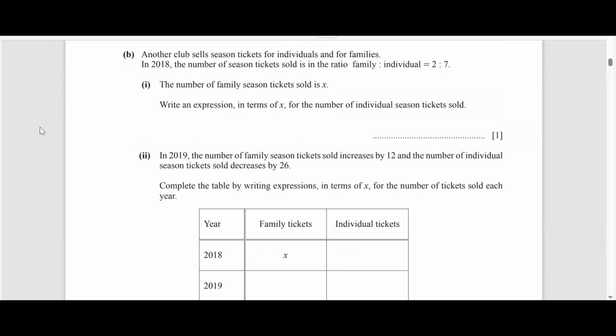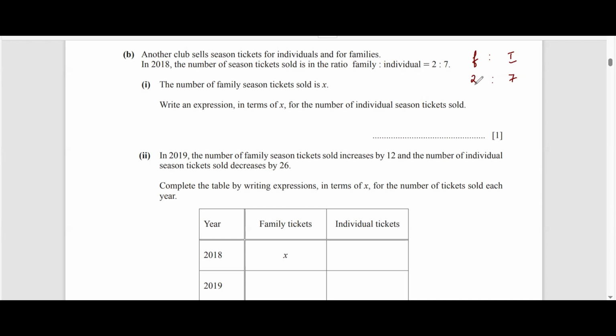Another club sells season tickets for individuals and for families. In 2018, the number of season tickets sold is in the ratio family is to individual. So family is to individual, the ratio is given as 2:7. Number of family season tickets sold is X. Write an expression in terms of X for the number of individual season tickets sold.